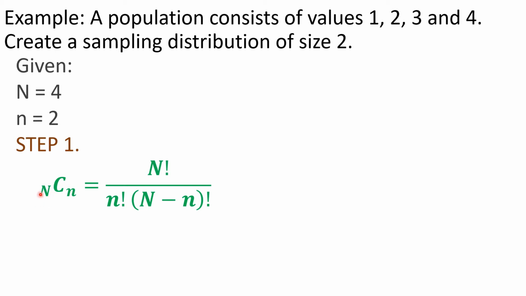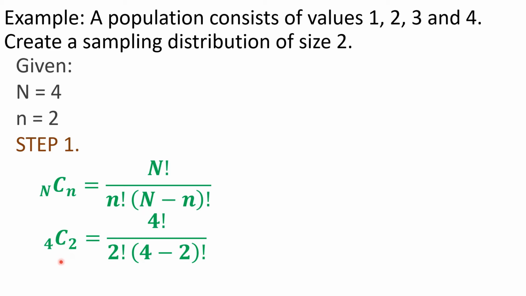Combination of n things taken n at a time. So that is equal to n factorial, population factorial, over sample size factorial, times the factorial of population minus sample. By substitution, this is what we will get.